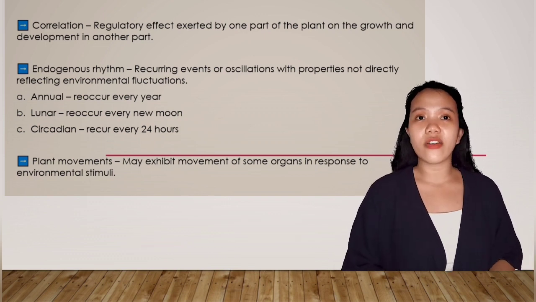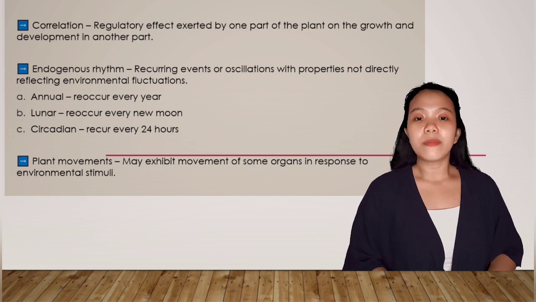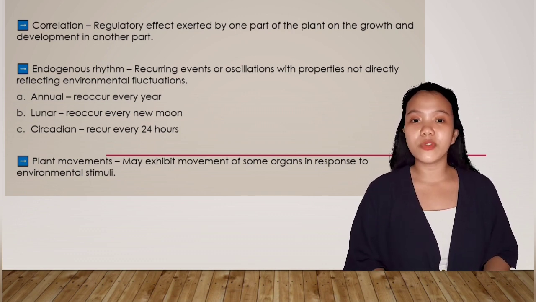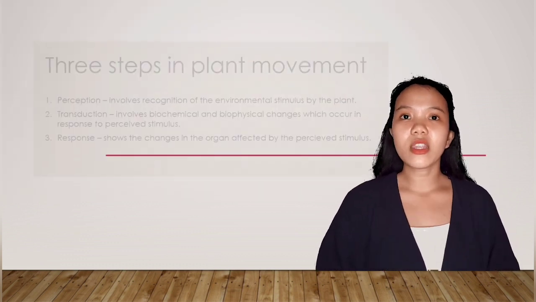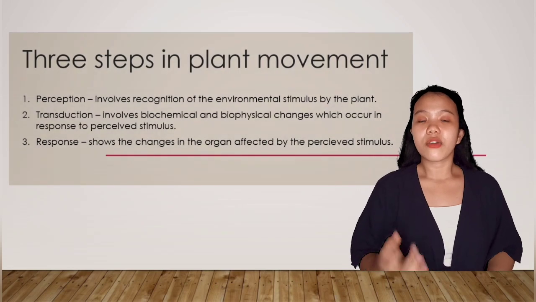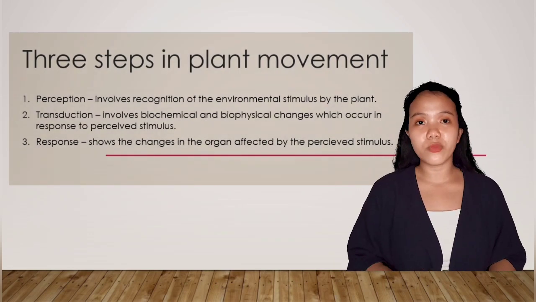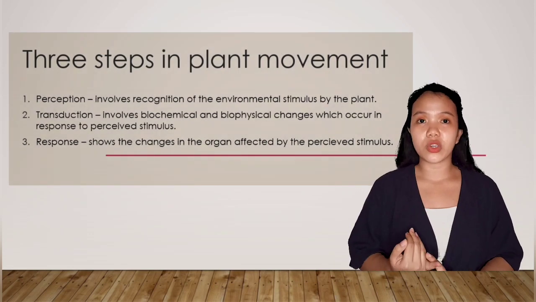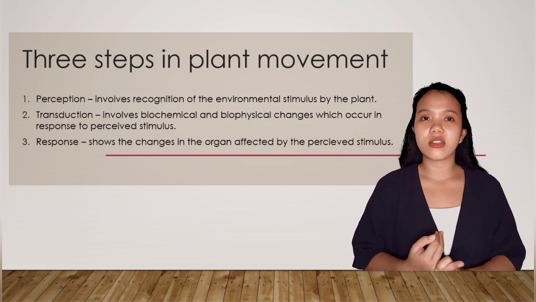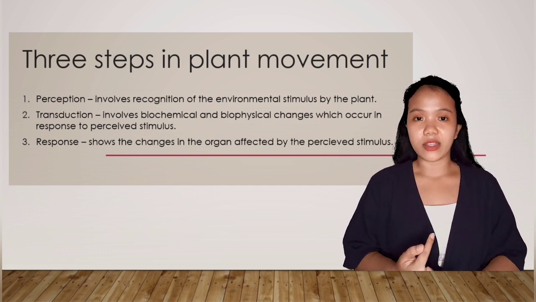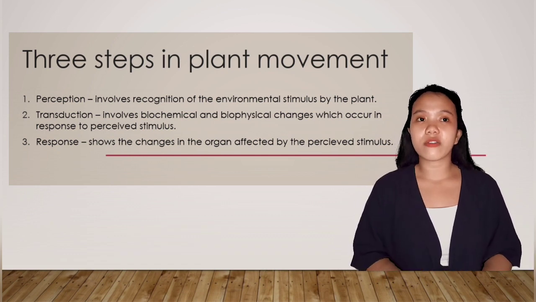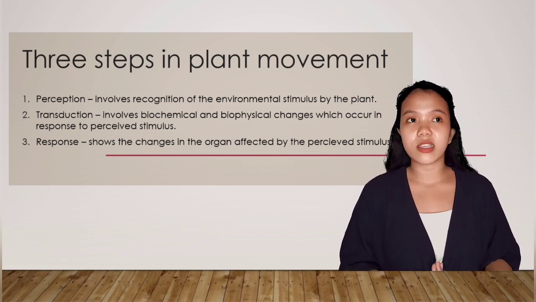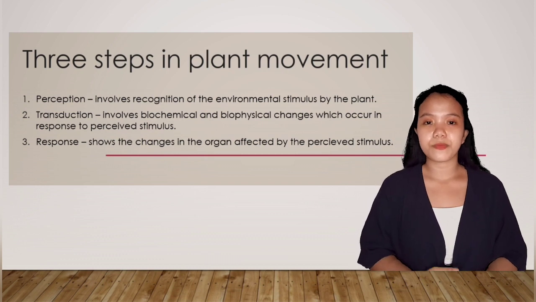And then we have plant movements. Plant movements may exhibit movements of some organs in response to environmental stimuli. And we have three steps in plant movement. We have the perception, the transduction, and the response. The first is perception. It involves recognition of the environmental stimulus by the plant.